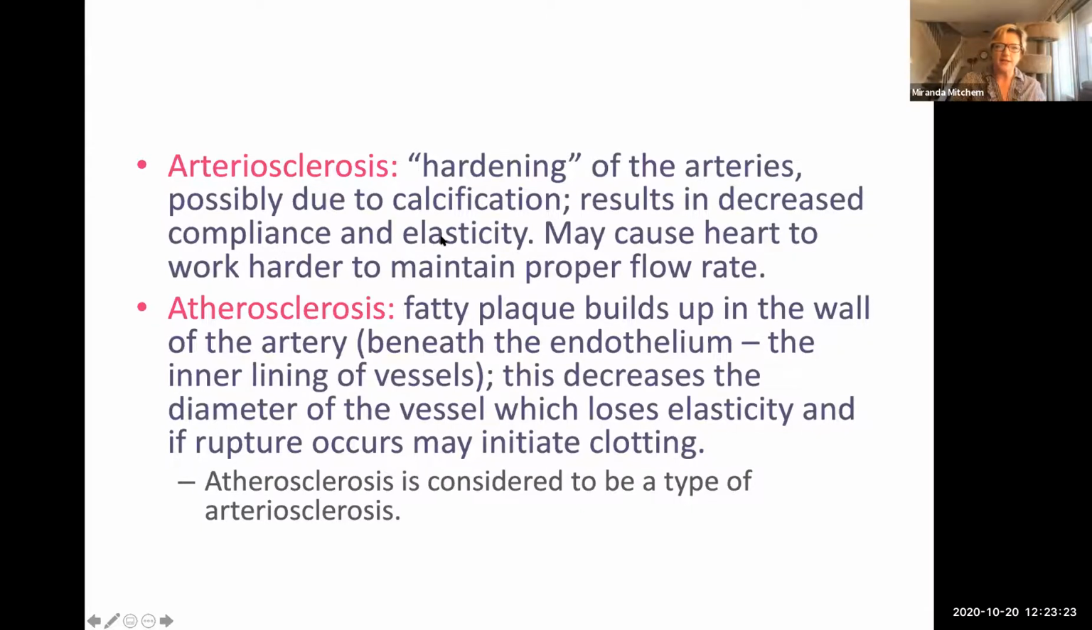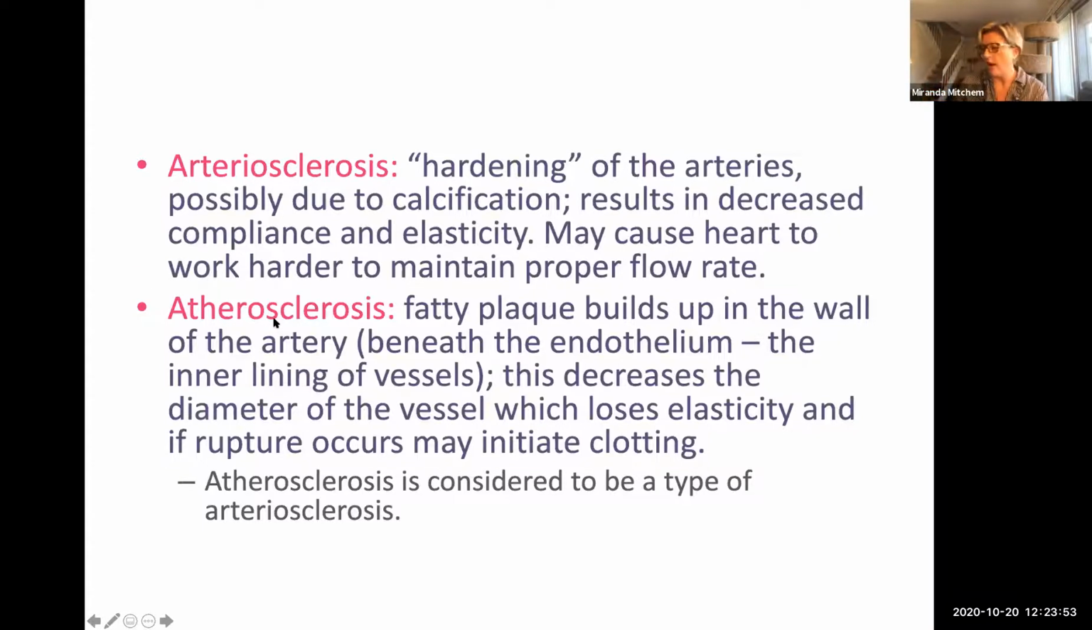So elasticity, you probably think of as stretching. Really, it's going back to normal after it's stretched. That's what elasticity is. So arteriosclerosis makes it so the heart has to work harder to maintain the flow because we can't adapt as easily to changes in the diameter to deal with pressure and resistance.